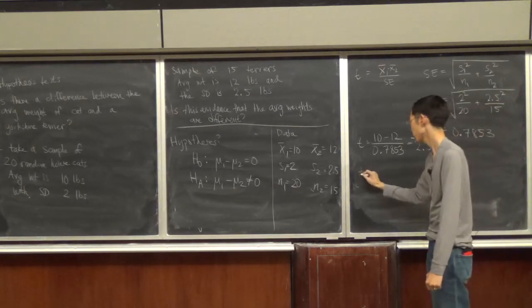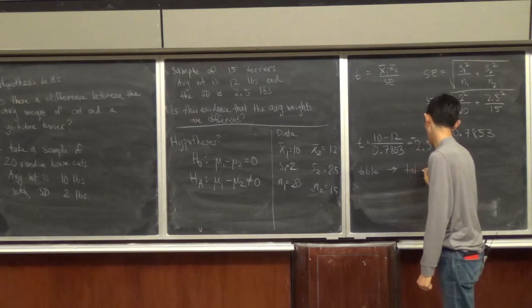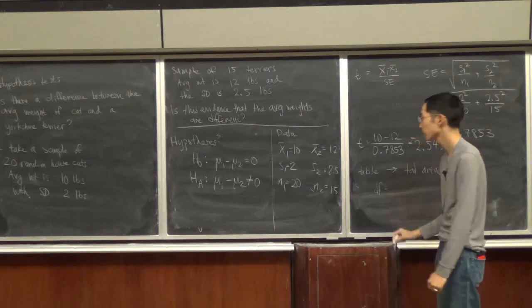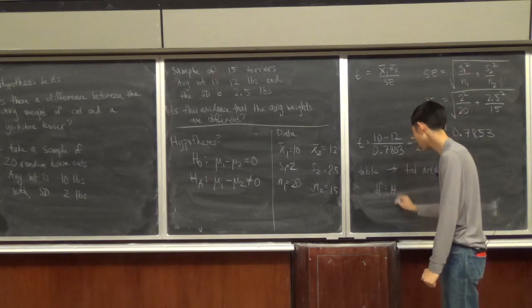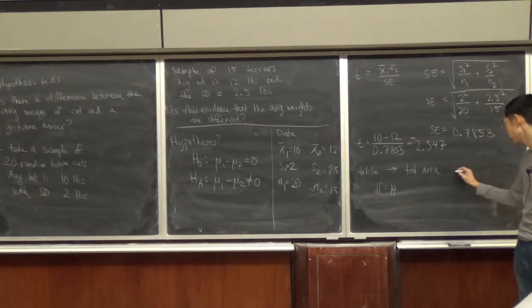Table, and what is the tail area? So how many degrees of freedom do I have? I use 14 degrees of freedom. What is my tail area? Between 0.025 and 0.01. Tail area.